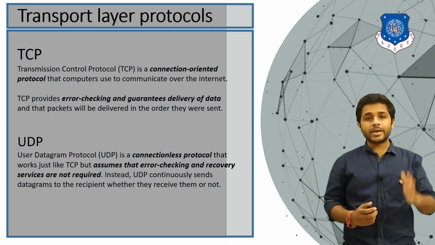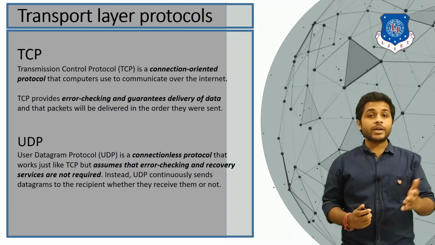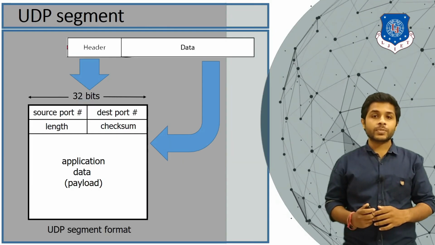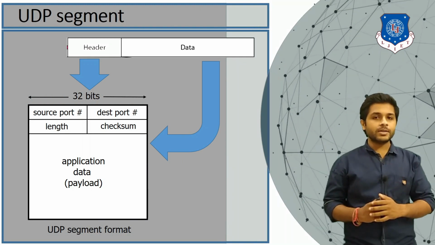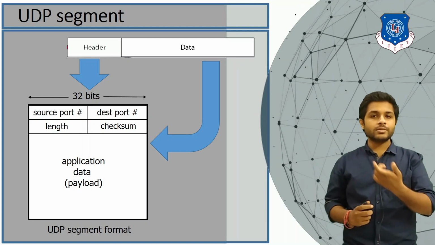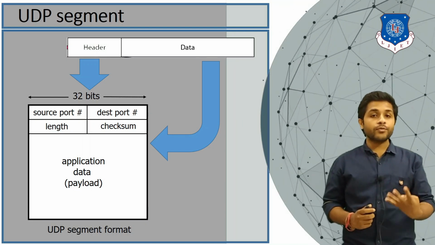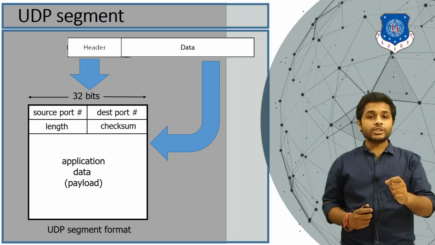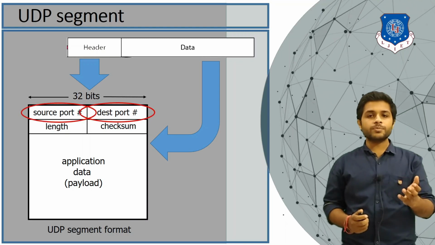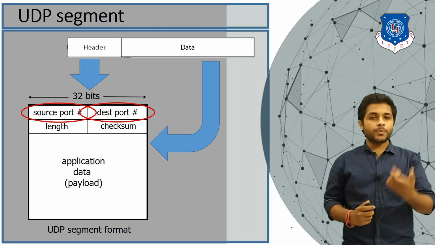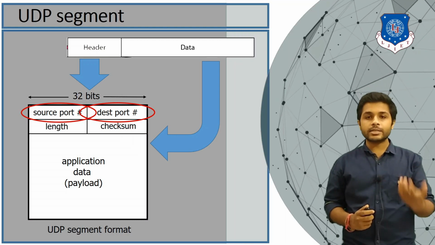We are going to compare TCP and UDP, but before that let's see the format of the TCP and the UDP. You can see that this is the UDP segment: the header portion and the data portion. In the header portion there are 4 fields: source port, destination port, length and checksum. Now what are the source port and the destination port? The port address is a 16-bit address which is added at the transport layer.